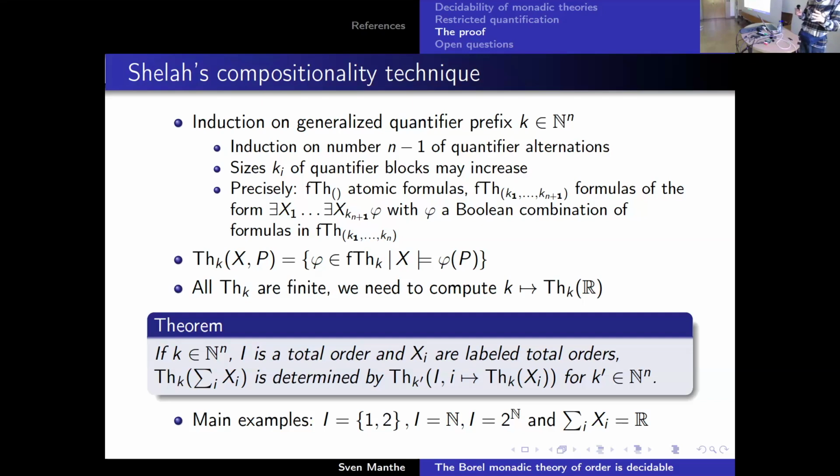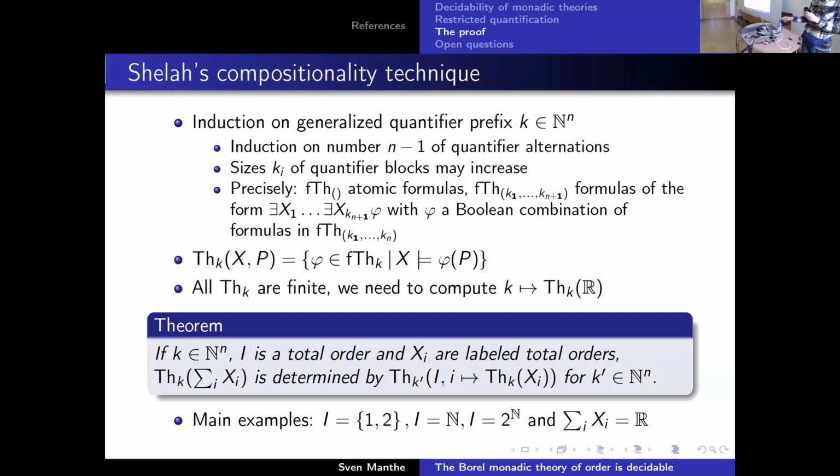a kind of compositionality result for theories, namely that if we can decompose a linear order as a lexicographic sum of some smaller linear orders, then we can compute the theory of the entire thing from the theory of the pieces. We need to somehow know how those pieces X_i fit together in the lexicographic sum, and this can be given by knowing the monadic theory of the index set labeled with the theories of the pieces.